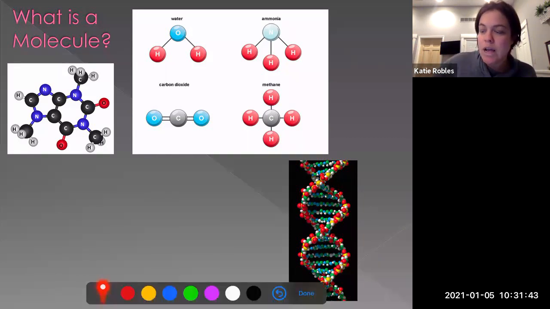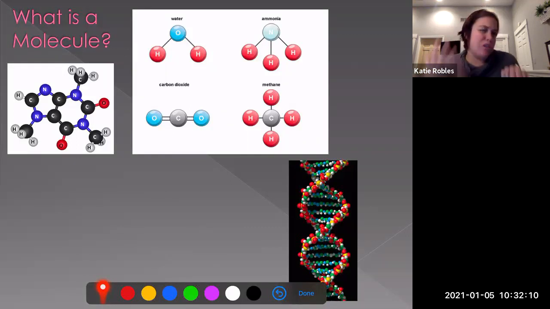So right here, I have a big molecule that includes nitrogen and oxygen and all sorts of stuff. Over here, I have some smaller molecules. I'm going to be talking about these four molecules a ton today. This is water, H2O, ammonia, NH3, carbon dioxide, CO2, and methane, CH4. All right, so make sure you know those molecules because they come up a lot.